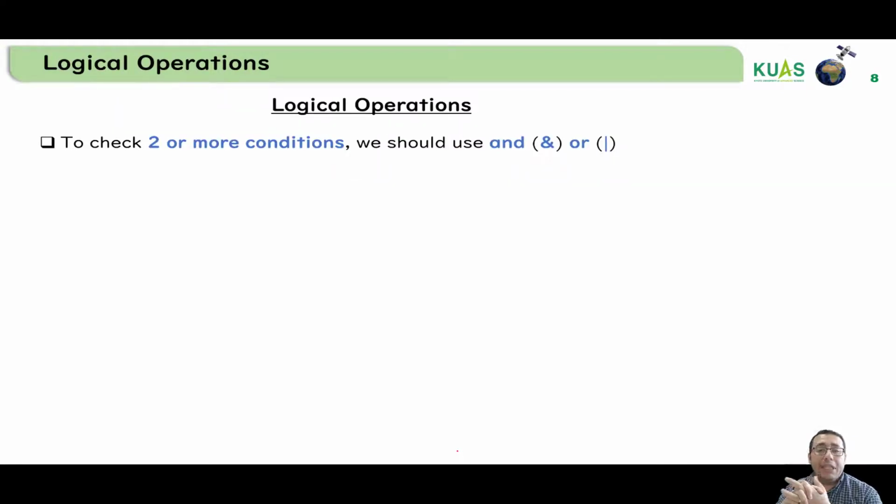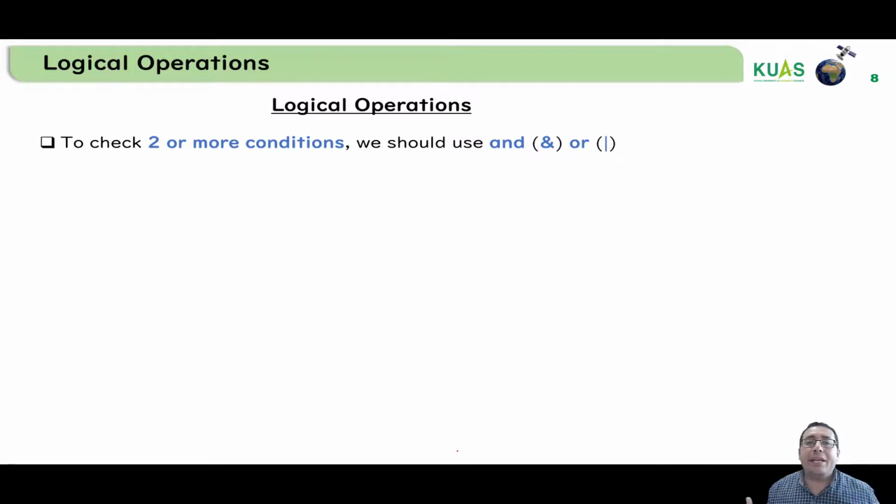And in some cases, sometimes we need to check not one condition, but we need to check 2 or more conditions. If we need to check 2 or more conditions, we should use AND or OR. So what is the difference between AND and OR? The AND should check multiple conditions, and all conditions should be true to have the output true. And OR means I will check many conditions, and we need at least one condition to be true to have the output be true.